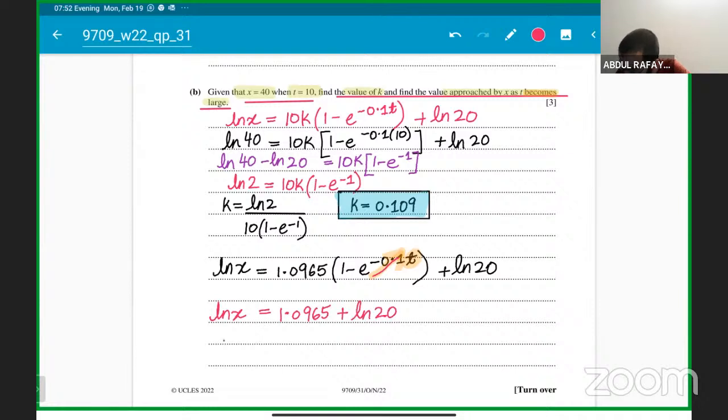If you need to find the value of x, we have to put exponential on the other side to remove the ln. So e to the power of 1.0965 plus ln 20. Try this in the calculator. You will get the x value when it approaches infinity.